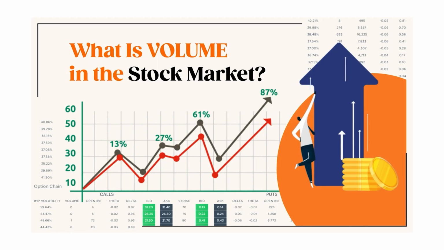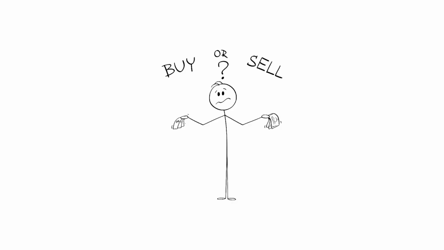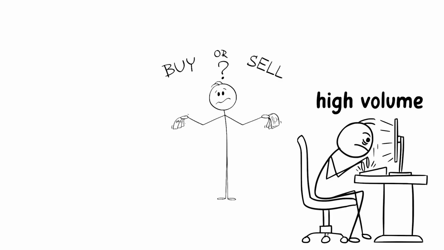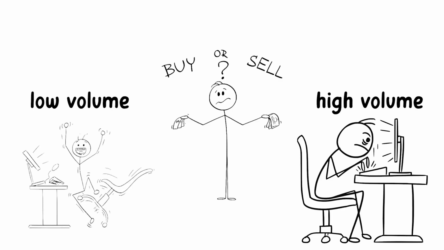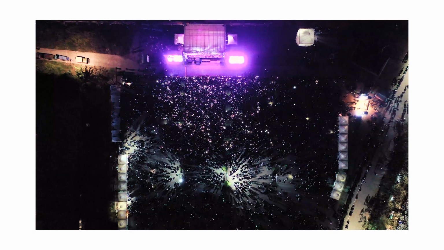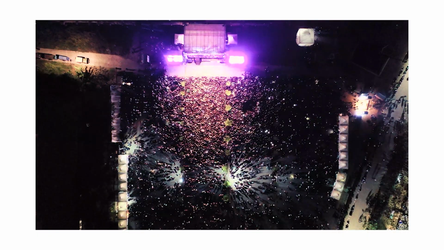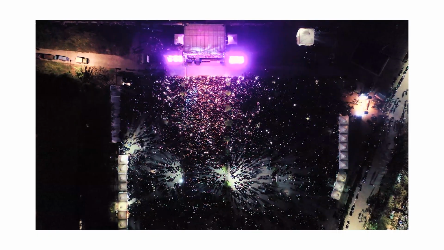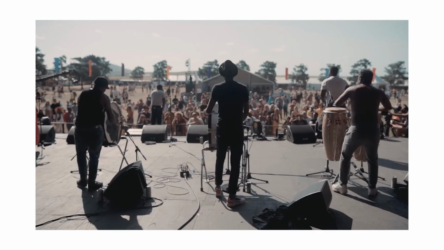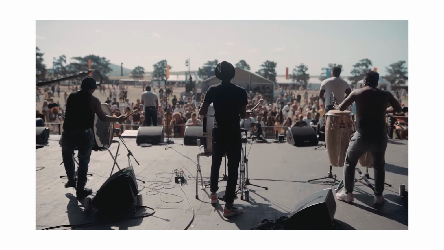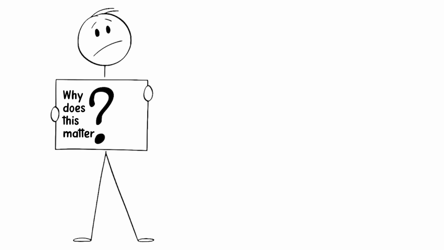Number 4, volume. Volume is the easiest concept to understand, but beginners always ignore it. Volume just means how many people are buying and selling. High volume means lots of people are trading. Low volume means very few people are trading. Think of volume like a crowd at a concert. If there's a huge crowd of 10,000 people, that's high volume. Lots of energy, lots of action. If there are only 50 people, that's low volume. Quiet, not much happening.